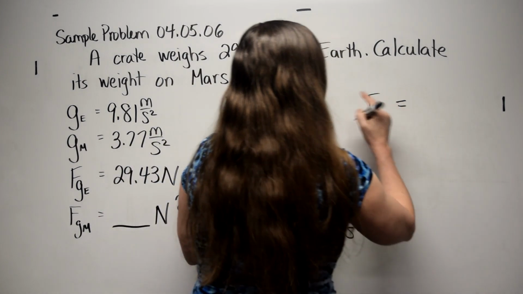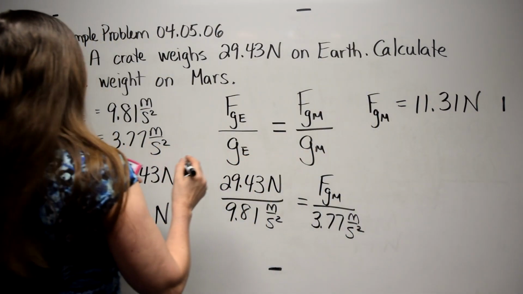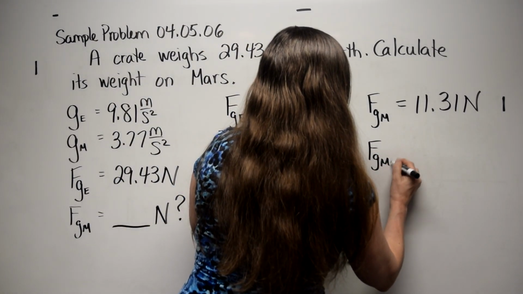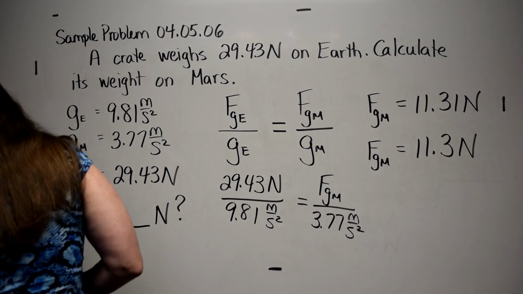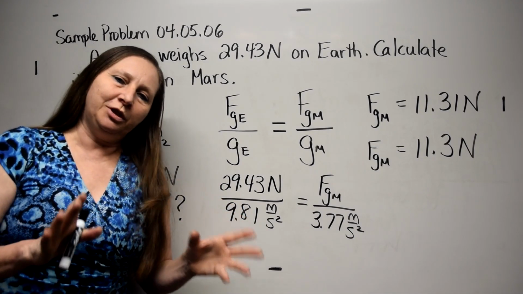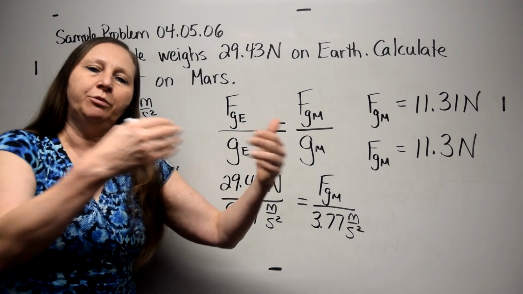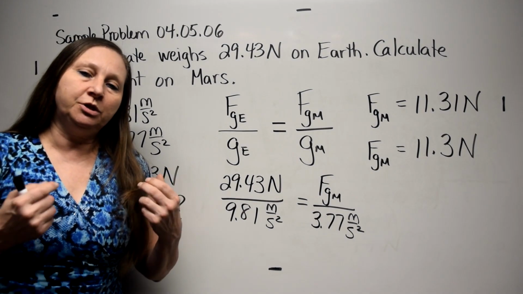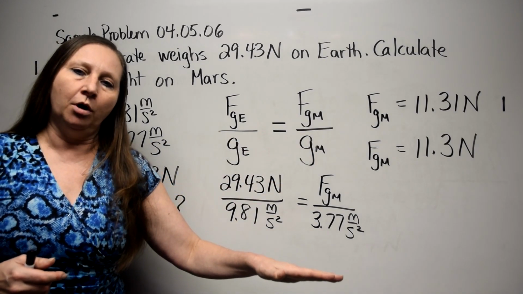All right, so the weight on Mars is 11.31 newtons. And we've got three significant figures. So to three significant figures, the answer is going to be 11.3 newtons. All right, so again, the steps, to be elegant with our math, the steps were like this. We knew that we had two separate situations that had something in common. The mass was the same in both situations. The weight on Earth versus the weight on Mars.